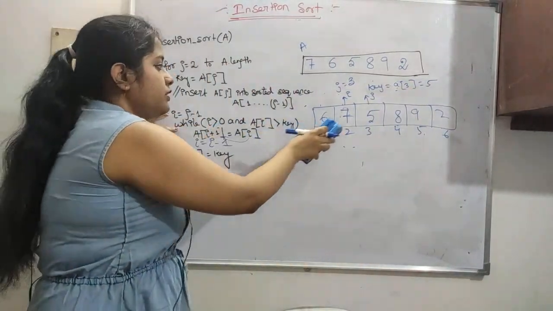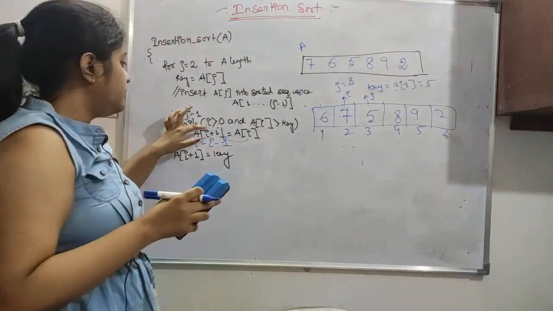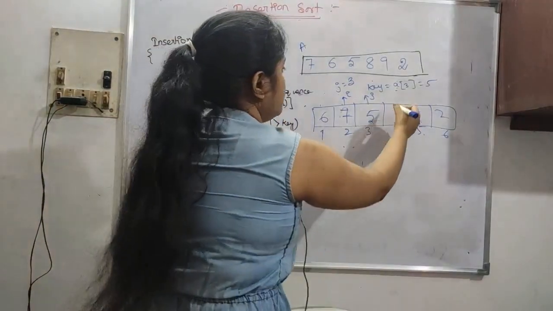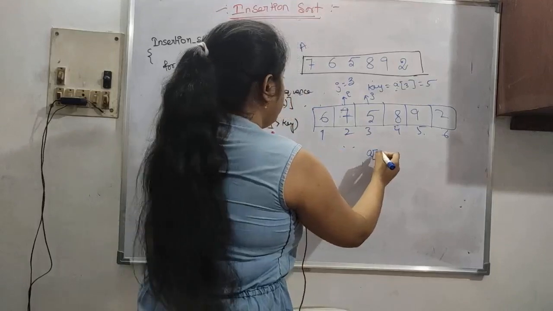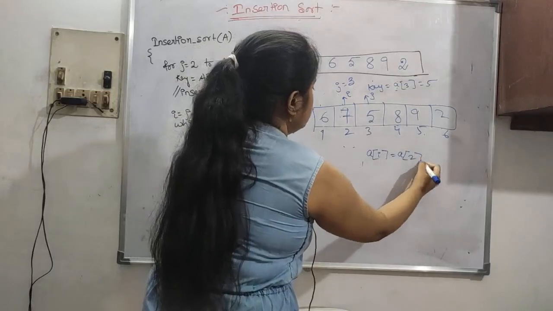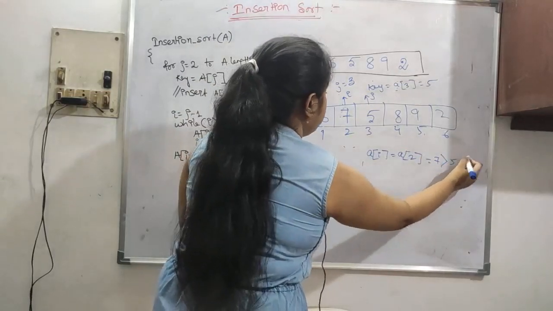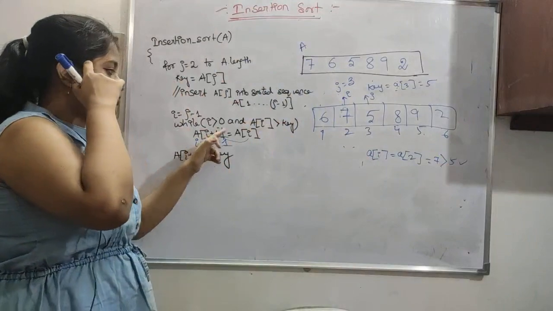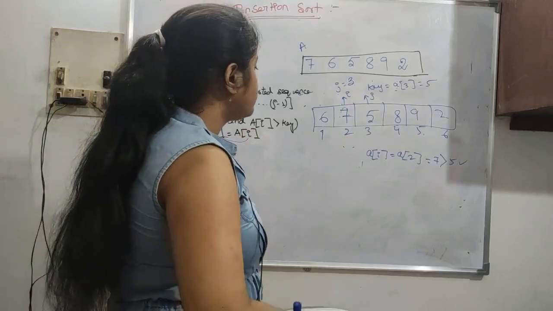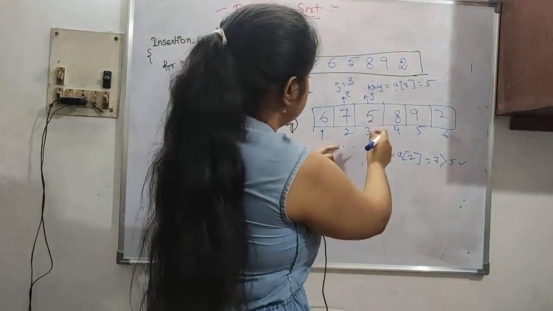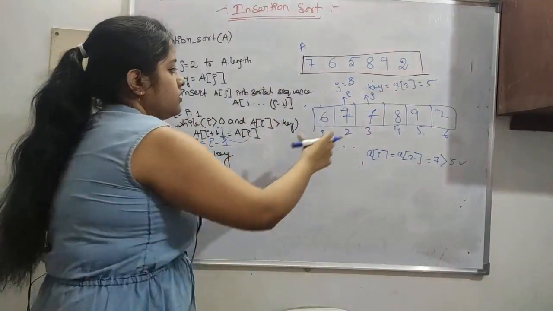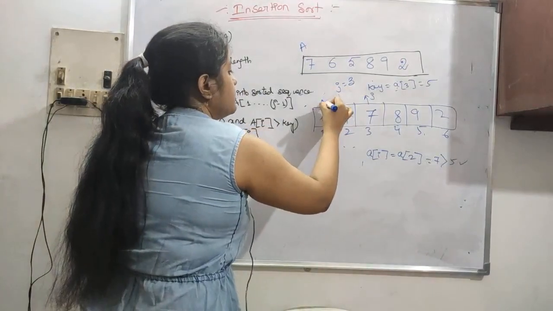While I is greater than 0, yes, I is greater than 0 since it is 2 here. So we check another condition, A of I is greater than key. So what is A of I? A of I is pointing to 2. So this is 7. Yes, 7 is greater than 5. So we have to change A of I plus 1 to A of I. A of I plus 1 will be changed to the value at I. So this is I. So now it will be changed to this 7. Okay, so I is I minus 1. So I is now decremented to this next element.